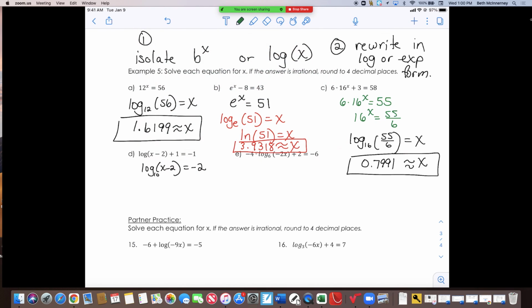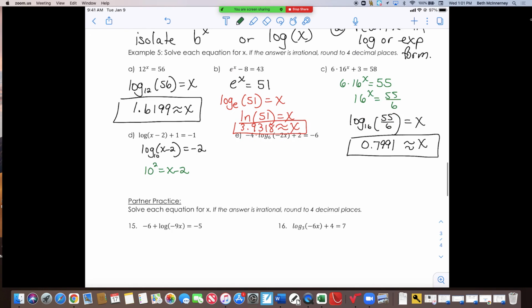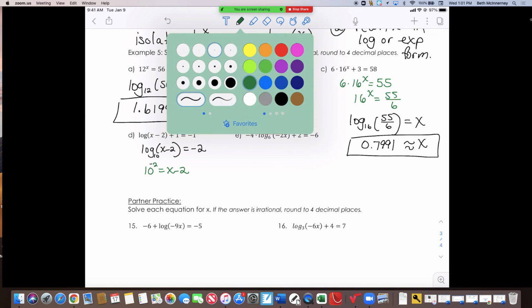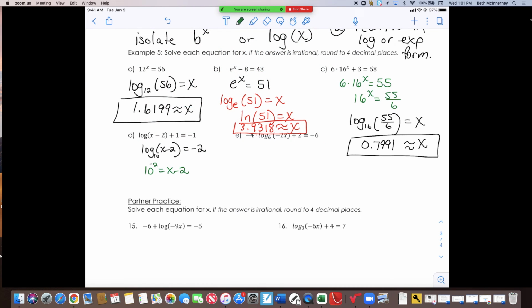Once you have the log alone, it's the log of some stuff. It's okay that there's an x minus 2 inside. That's the inside of the log. That's all right. Then you're going to go from logarithmic to exponential. So 10 to the second equals x minus 2. Oh, yes, thank you. Whoops. There you go. Yes, that's 10 to the negative 2, which is 0.01, and then I would add 2 to both sides. So it's 2.01.